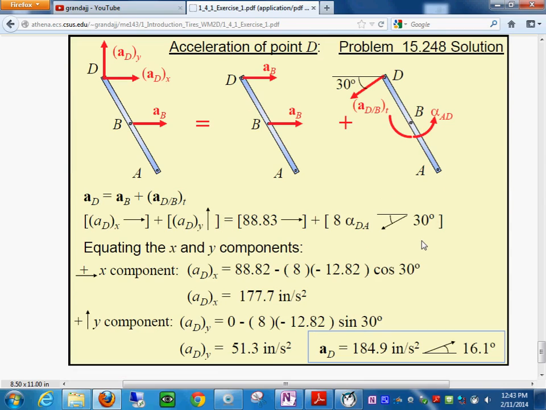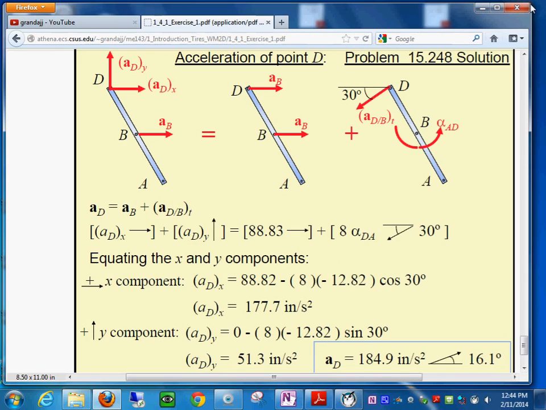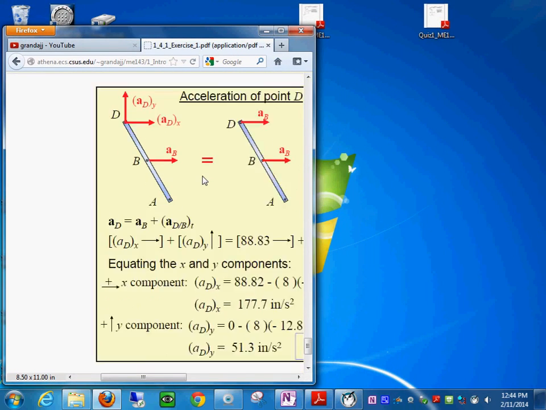So here, the acceleration of the point D now is obtained as we know the acceleration of B plus the acceleration of D with respect to B. So that means the acceleration of B, translation with B, plus rotation about B, gives the acceleration of D. So the acceleration of this plus omega cross r, which is this acceleration of D with respect to B.